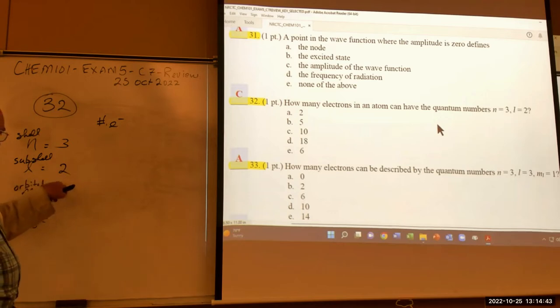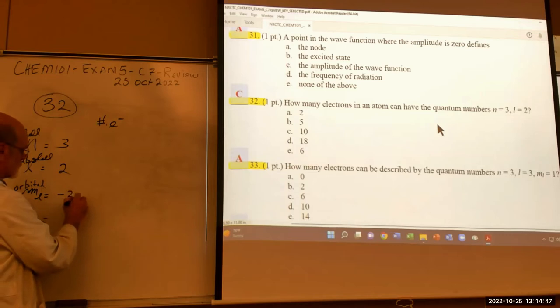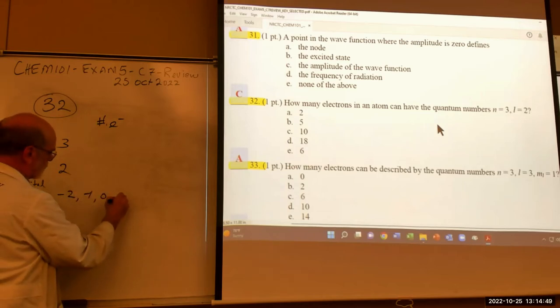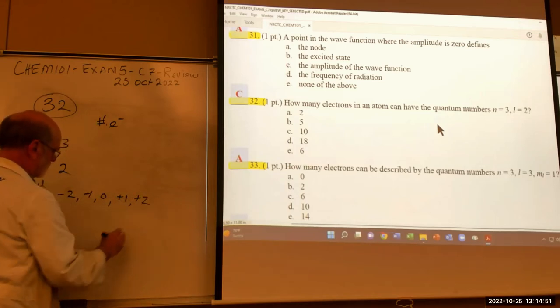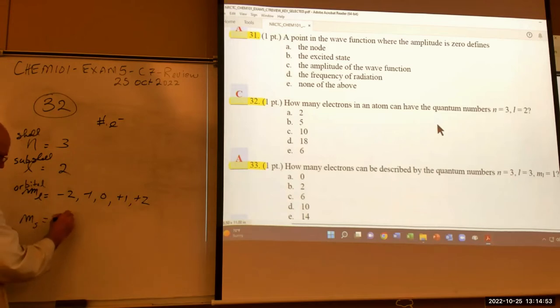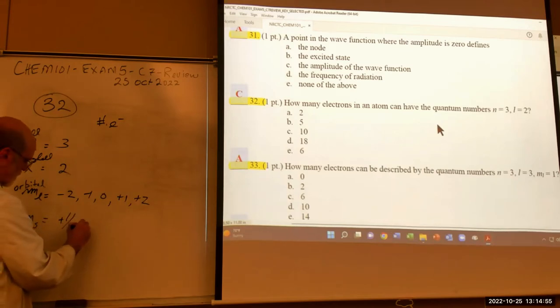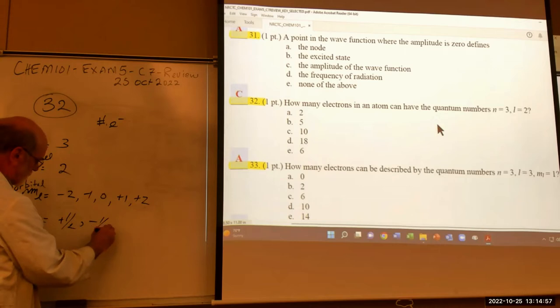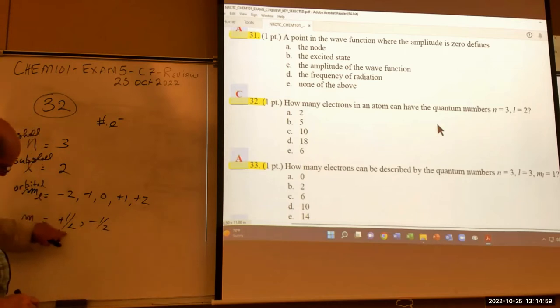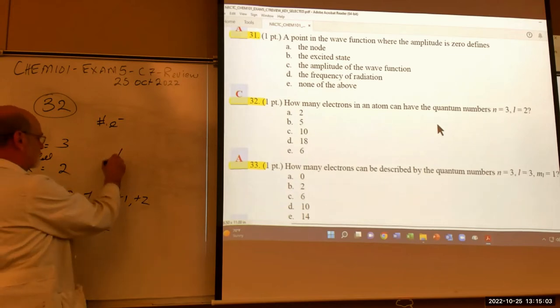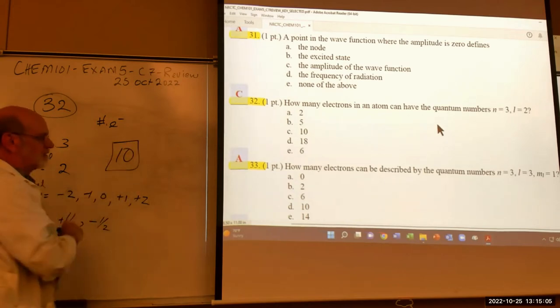Now, how many electrons? Well, we have to go to M sub L from here. So 2 is minus 2, minus 1, 0, plus 1, and plus 2. And then this can either be 1/2 or minus 1/2. So you have two, one of each. 2, 4, 6, 8, 10. 10 is your answer, C.